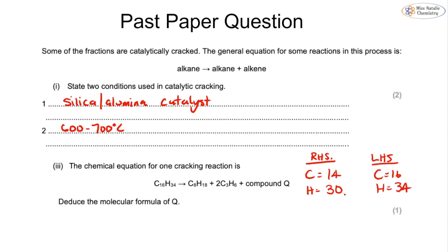So now to work out compound Q, I just subtract them. So for the carbons, I have got 14 and I should have 16, so I need 2. And for the hydrogens, I've got 30 and I need 34. So that must be C2H4. And notice I have to put the molecular formula, not the name or any other type of formula.